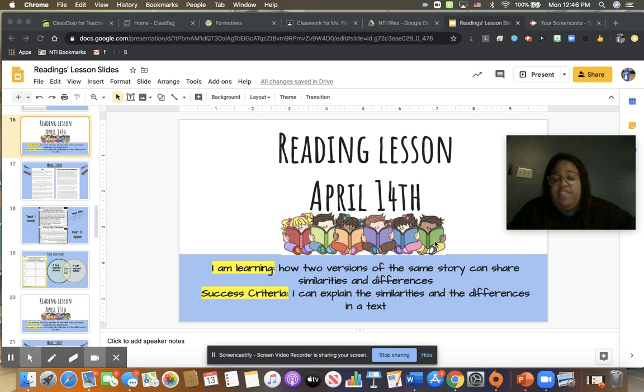So, guys, these two, the learning target and the success criteria, go hand in hand. If you are learning how two versions of the same story can share similarities and differences, then our success criteria says you're successful when you can simply explain that, right? Which is what you all are going to do today. If you can do that by the end of today's lesson, then you have rocked it out and you are successful. I know all of you will be because I've been checking on your formative and your reading quiz scores, and they are looking pretty good. I see a lot of people really trying their best, which is awesome.